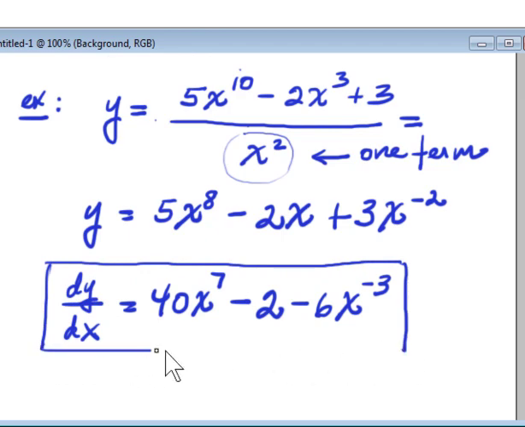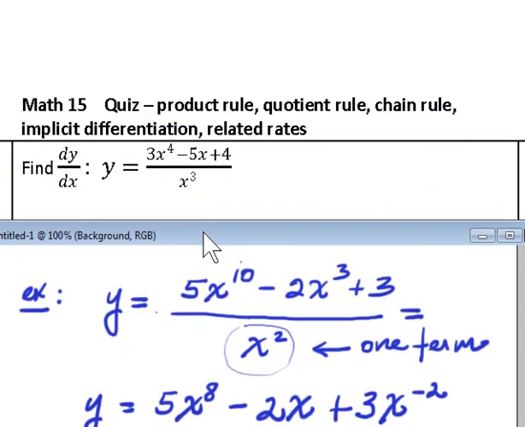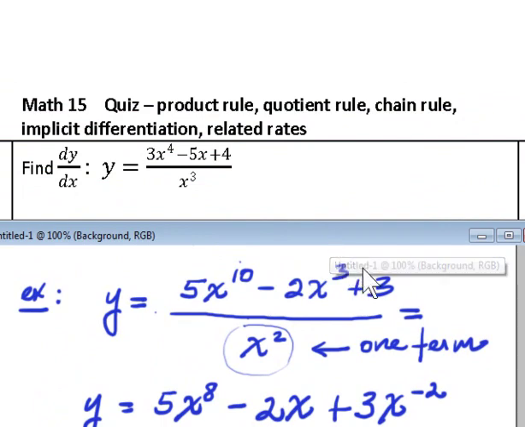So now you're ready to do problem 1 on the quiz. Okay, so here it is. Just pause the video and copy this problem, copy number 1.